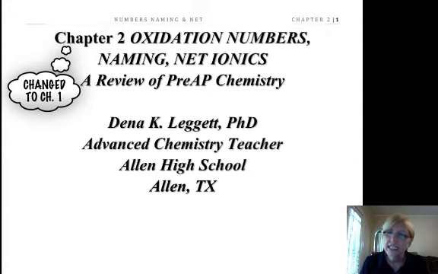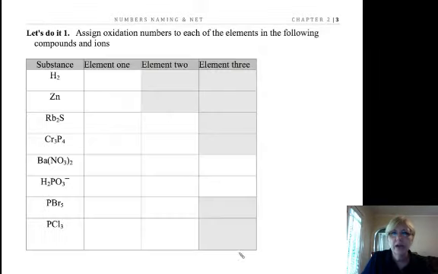Quick little introductory segment of things that we've learned in Pre-P. Our first few chapters are almost all review. Now, we were talking about oxidation numbers and the rules, and I want to work some examples to help you out with that. In our first example, we have hydrogen.